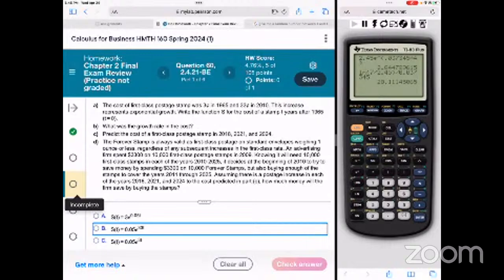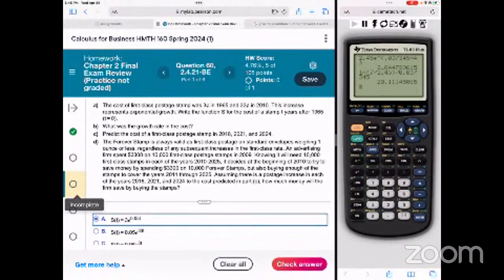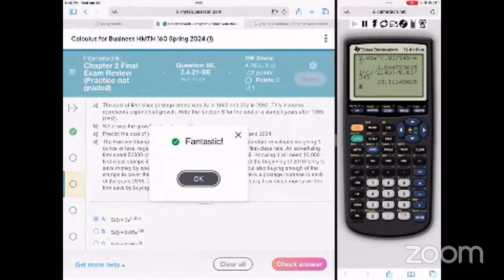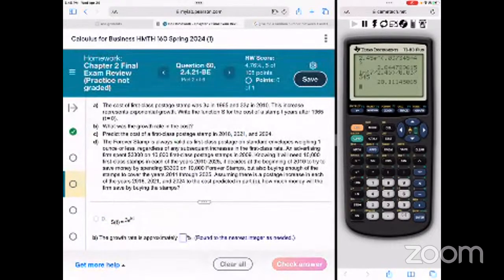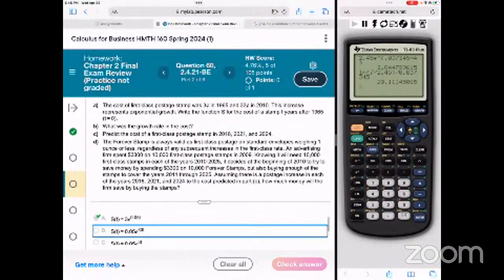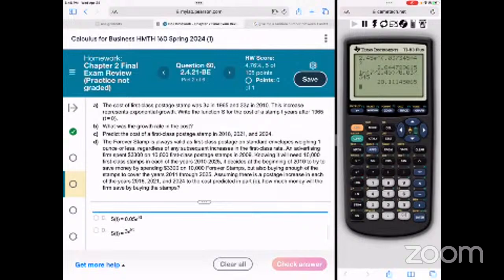I'm just going to go with A. The only reason I didn't choose D is because it still had K in there, and I know that we can solve for K. And the reason it's not C is because they have the wrong A naught. The A naught was supposed to be 3 cents. So I knew it was either A or D, and D still had K, and I think we can solve for K. So that's why I went with A.